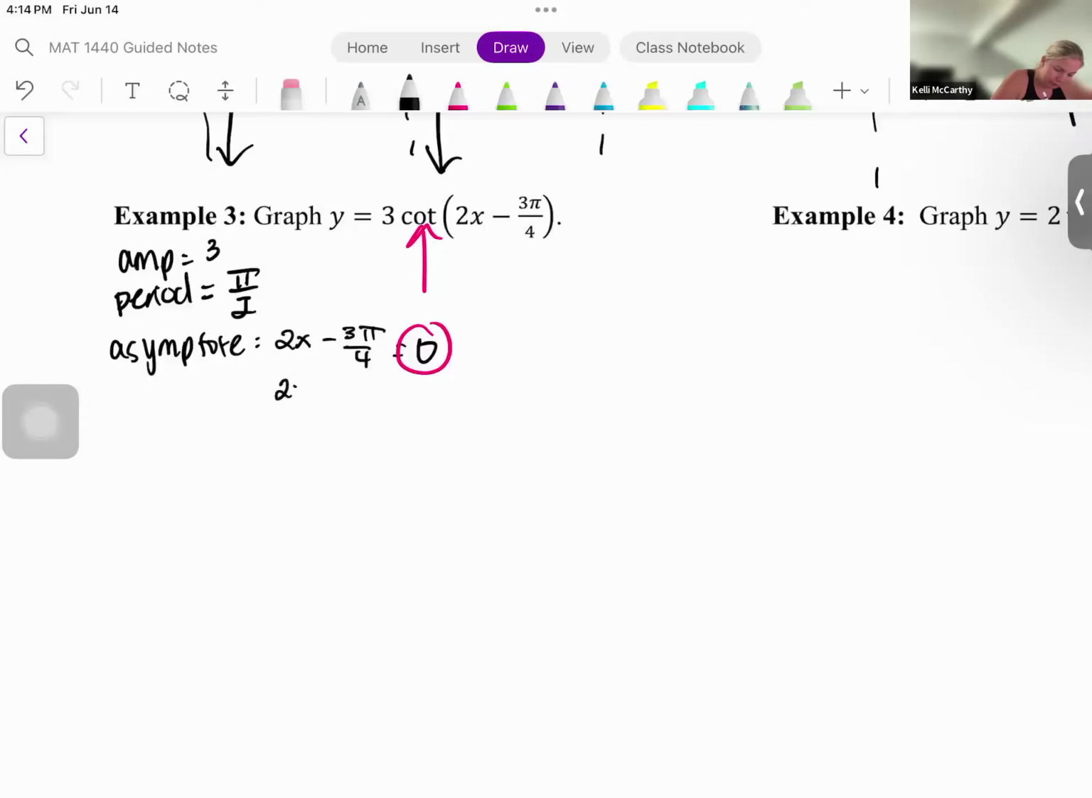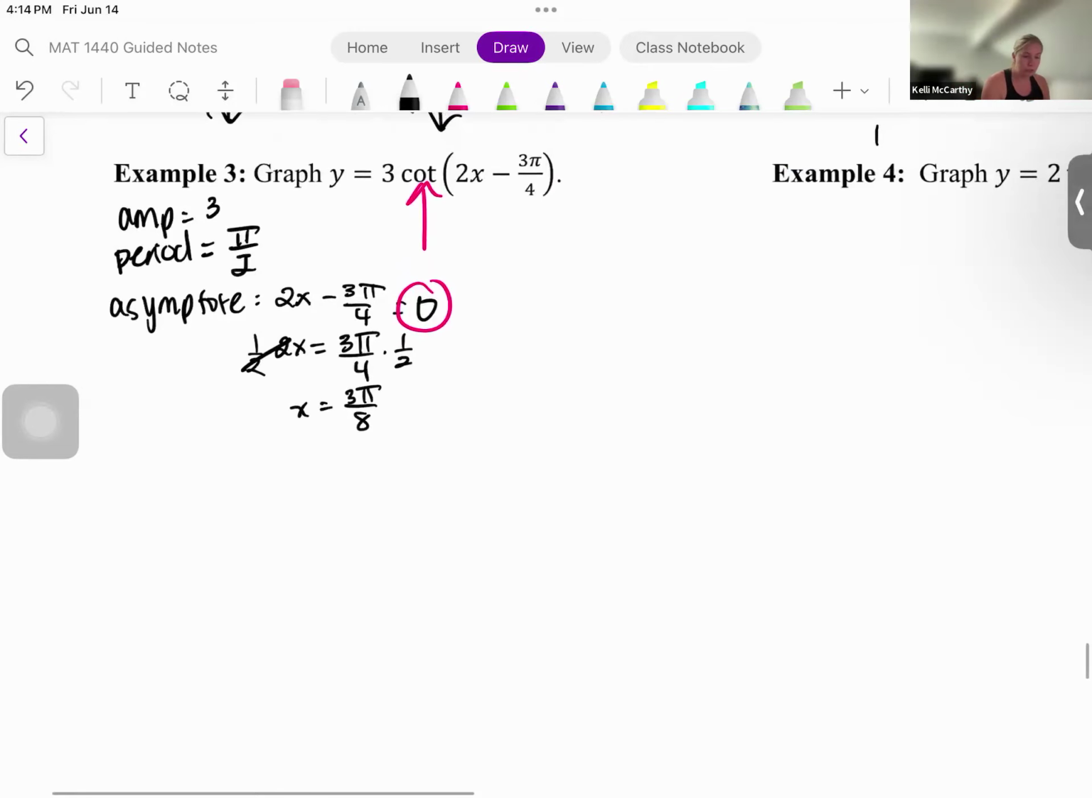Subtracting 3 pi over 4, we get 2x is equal to +3 pi over 4. And then I'm going to multiply by 1/2. I'm just illustrating that, even me, sometimes I have a hard time processing some of this arithmetic in my head. So writing it out is really helpful. 3 pi over 4 times 1/2 is going to be 3 pi over 8. So we're going to start with our first asymptote at 3 pi over 8. We do not have any change to our midline.